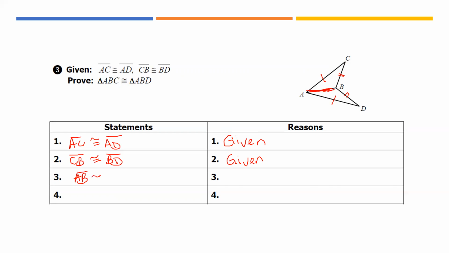We know that AB has to be congruent to itself, and we know the property that says that anything is congruent to itself. Remember that reflexive property? Oh, that's going to come back a lot in this unit. So AB is congruent to itself.